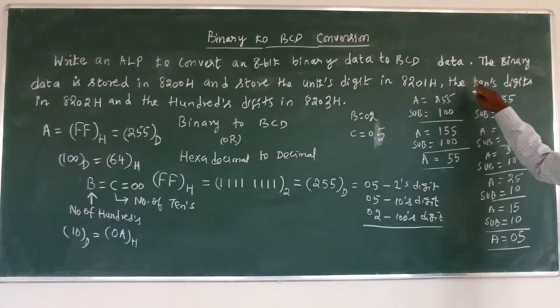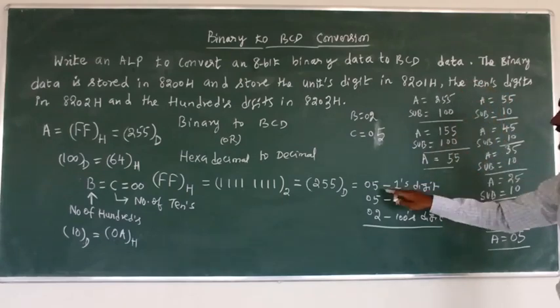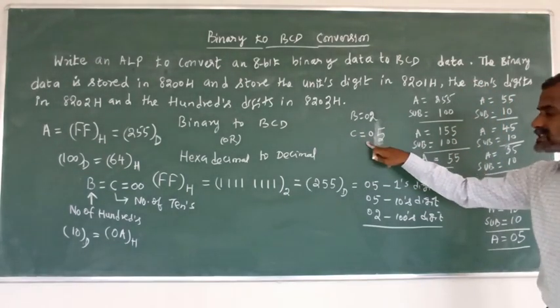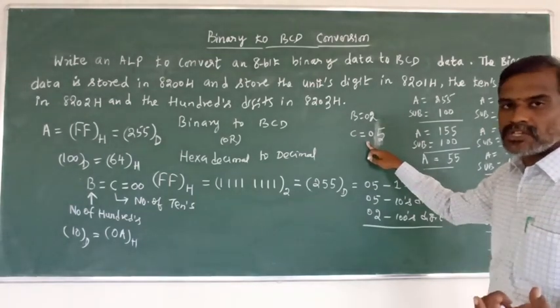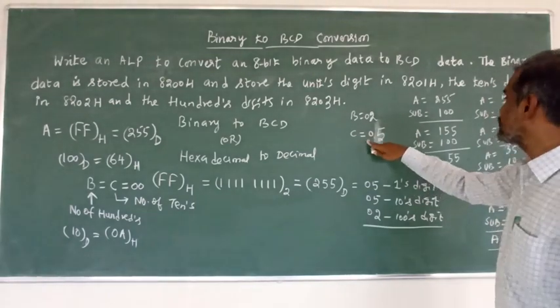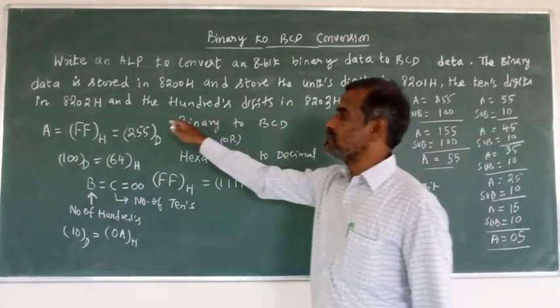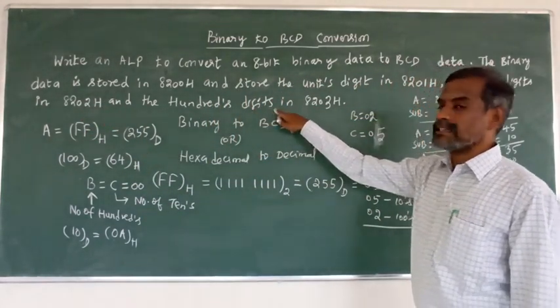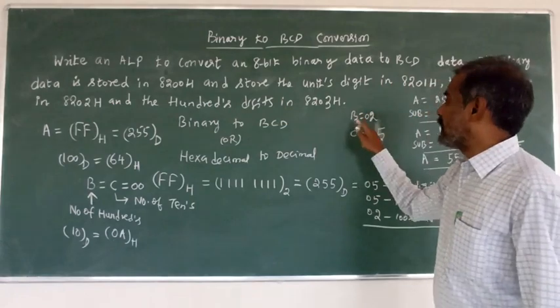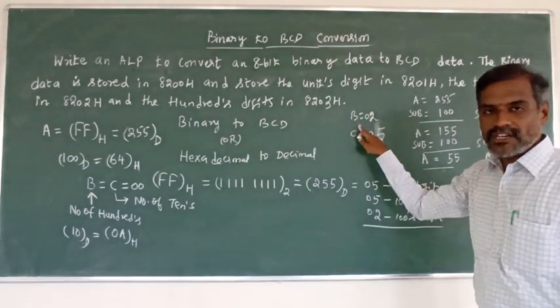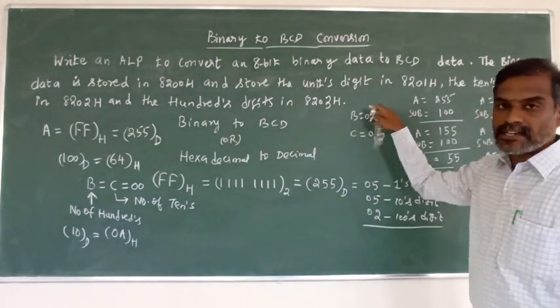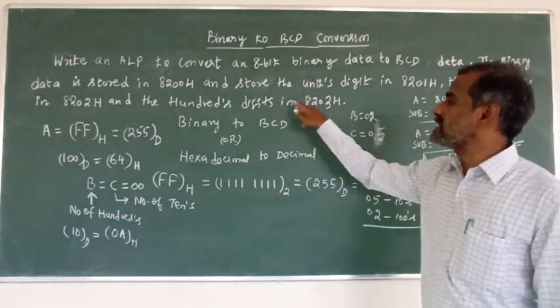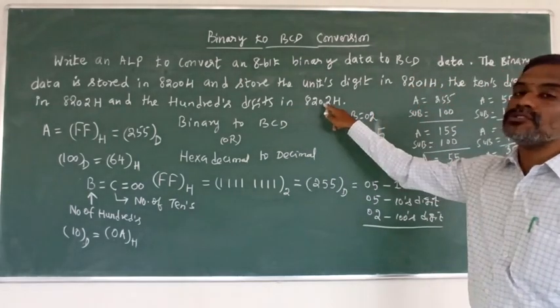Okay. And the tens result is available in the C register. The C register data we can move into the accumulator, and then store the accumulator result at address 8202. And then the hundreds digit is available in the B register. Now move the B register data to the accumulator, and then store the accumulator result at address 8203.